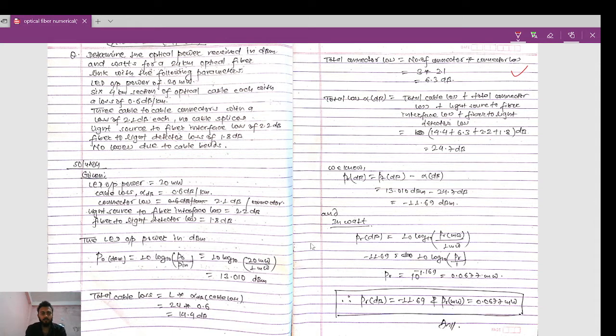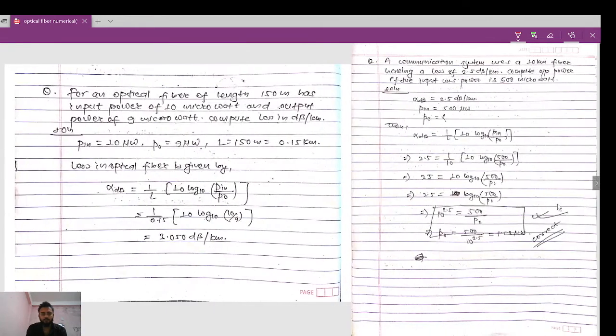Today in this lecture we'll discuss some important numericals from optical fiber chapters. Before starting these numericals, let's summarize some important formulas that are used to solve all of them. The first formula you have to remember is P naught dB. To calculate output power in dB, we have the formula 10 log 10 P naught upon P in. The next one is to calculate the cable loss, we have the formula L into the cable loss.